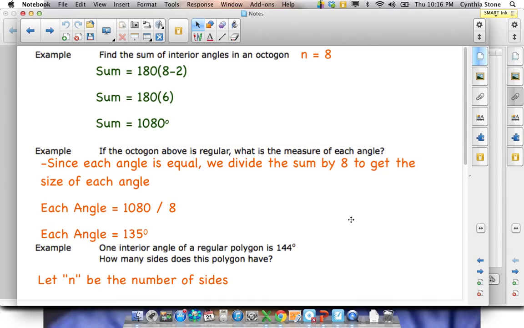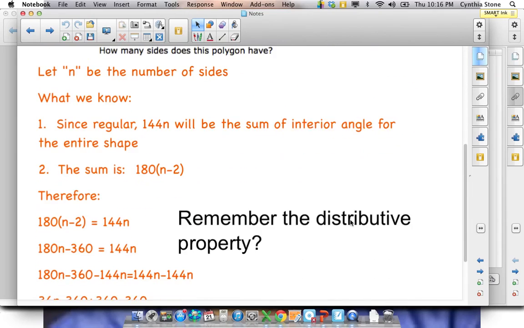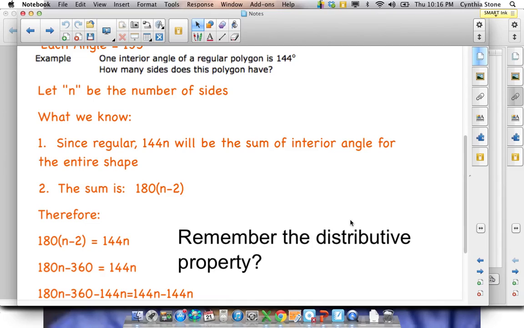This next example is a little tougher. In this next example, we get to do some solid algebra, our first real chance in this unit. We know that we have some polygon that's regular, and we know that 144 degrees is the interior angle. So that means that every angle inside that polygon is 144, but we have no idea how many sides it has. So we're going to say n is the number of sides. Let n be the number of sides.